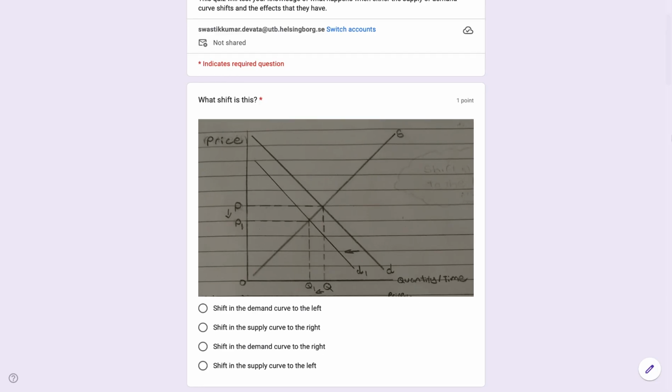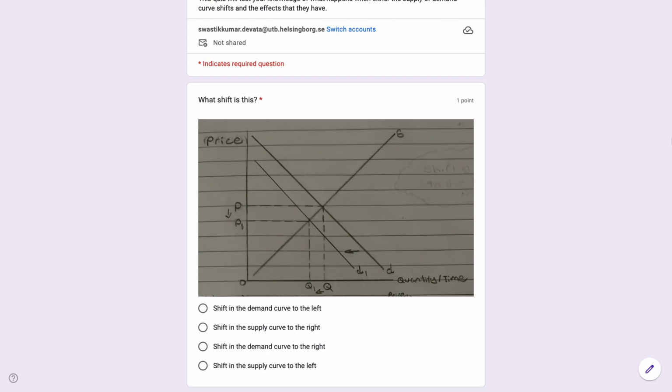Alright, so what shift is this? So obviously you see the price on the y-axis, quantity over time on the x-axis. Here we can see that the supply curve is constant because there's only one supply curve, so you don't need to worry too much about that, to be honest. And we can see that the price of goods and services are decreasing, and so is the quantity demanded for those goods and services.